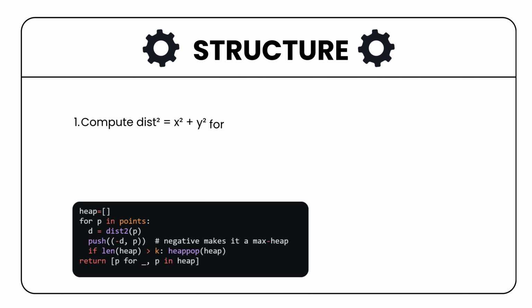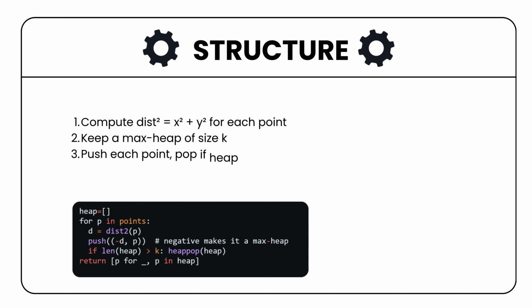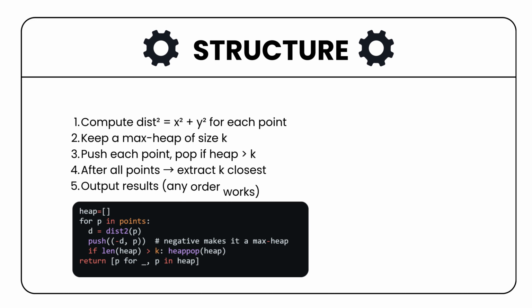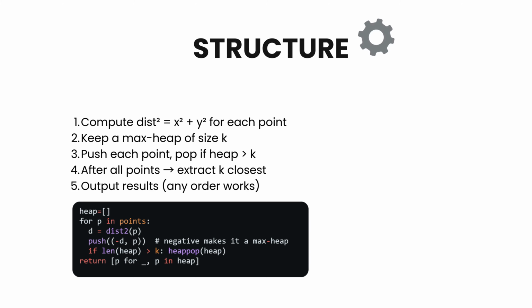Plan with heap of size k. Define dist2(p) equals p[0]*p[0] plus p[1]*p[1]. Maintain a max heap of (minus dist2, point), or store (dist2, point) and invert the logic. In Python we simulate a max heap by pushing (-dist2, x, y). For each point, push into the heap. If the heap size exceeds k, pop the farthest, the one with the most negative key because we stored negatives. Return the k points from the heap.